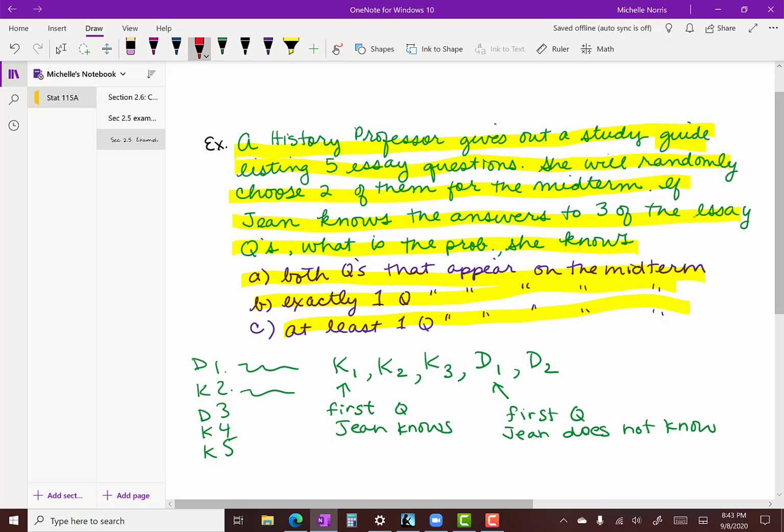And what we're going to do to write out the sample space, which consists of all the tests that could be made, is we're just going to list the 2 questions. We're going to do it systematically. So first we'll list the tests that would have K1 on them: K1, K2, K1, K3, K1, D1, K1, D2. And then we're going to list the ones that have K2 on them. Those would be K2, K3, K2, D1, K2, D2, going systematically. Notice we aren't going to write down K2, K1 because we already had K1, K2.